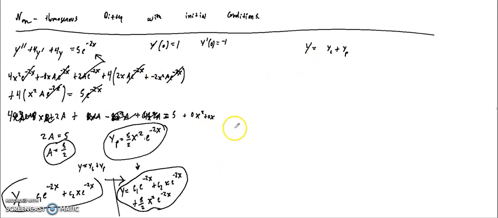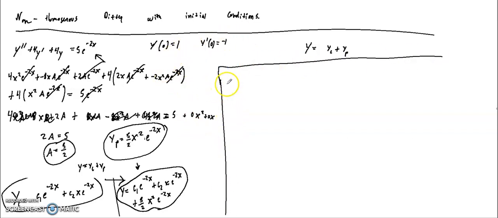And I guess you can just skip this video because it's nothing new being practiced, it's just solving for initial conditions, but I figured I'd just finish it anyways. So we have y equals c1 e to the negative 2x plus c2 x e to the negative 2x plus 5 halves x squared e to the negative 2x. And we have our two initial conditions right here.